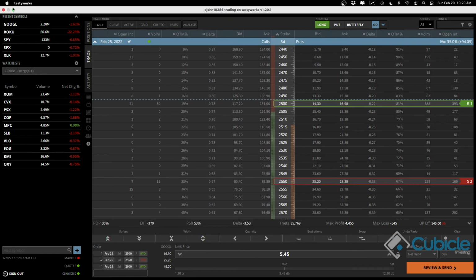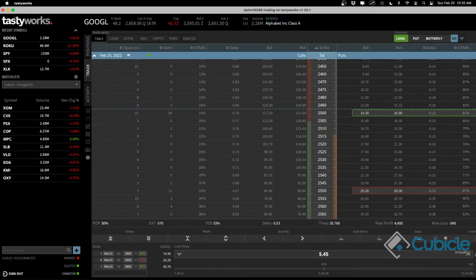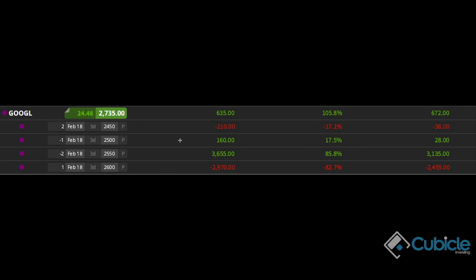So I actually took a screen capture of the trade when it was on. Let me just bring it back up here. Give me a second here. Google. Okay, so here's the trade. As you can see here, I tweaked the trade. So remember, I bought the 2,600, I sold two 2,550s, and I bought a 2,500.